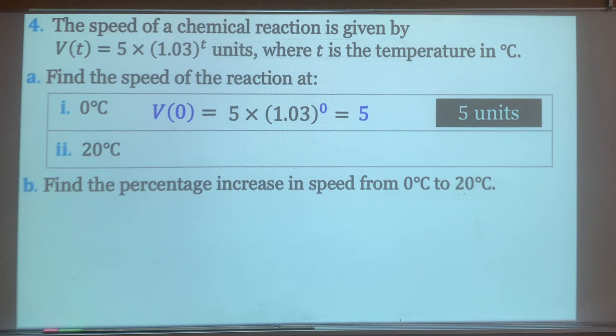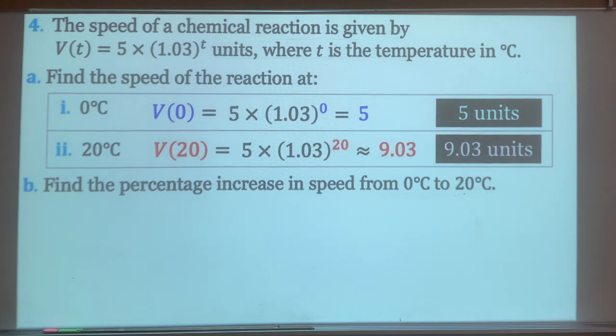Next one is 20 degrees Celsius. And sometimes you actually have to convert the temperatures you're dealing with on top of this stuff, which makes it really, really tricky. But we're good right now. So V of 20 is 5 times 1.03 to the 20th, which is about 9.03 units.